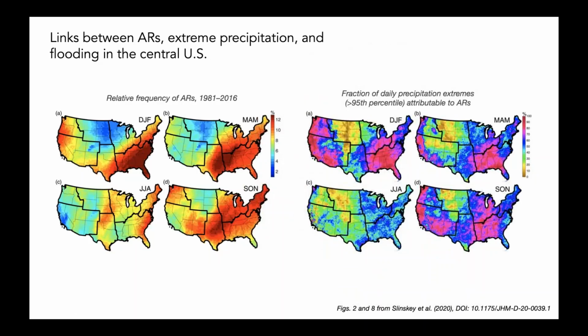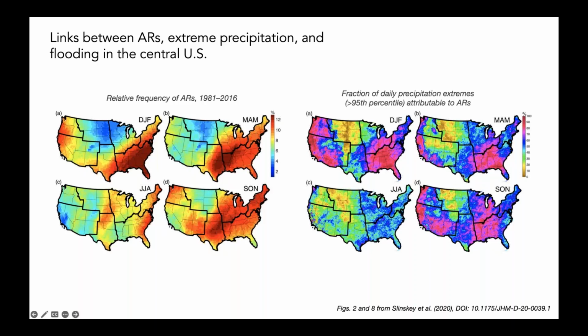So prior work has highlighted how ARs can impact the central U.S. and can produce extreme precipitation and flooding in this region. These are results from Slinsky et al. 2020, showing on the left the relative frequency of ARs for this long climatological period, 1981 to 2016. And on the right, the fraction of daily precipitation extremes during this period that were, according to their methodology, attributable to ARs. You can see on the left that these features are pretty common over the central and eastern United States, particularly in the cool season and transition seasons. So not as common during summertime.